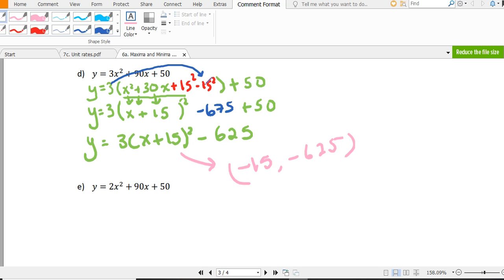multiply the 15 squared times 3, which is negative 675, and then add the 50 that was originally in the question. Okay? Hopefully that answers it.